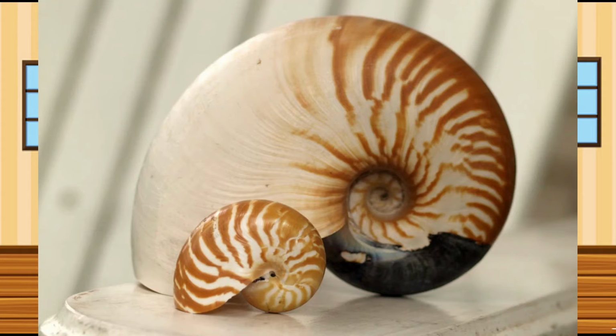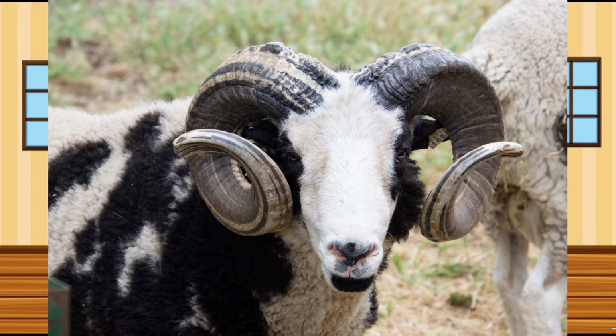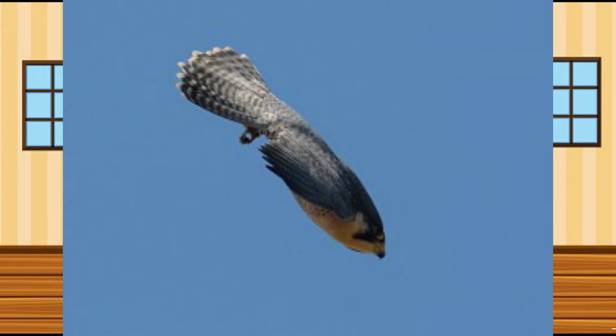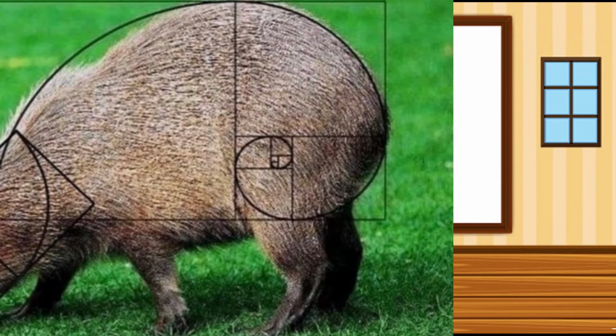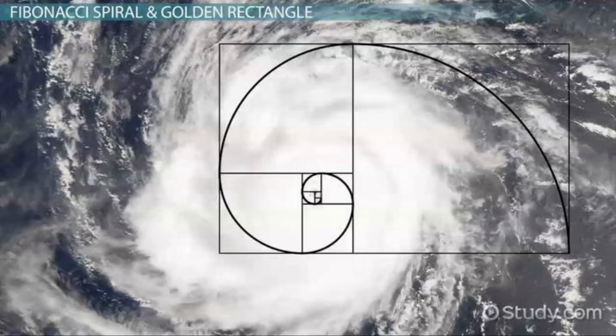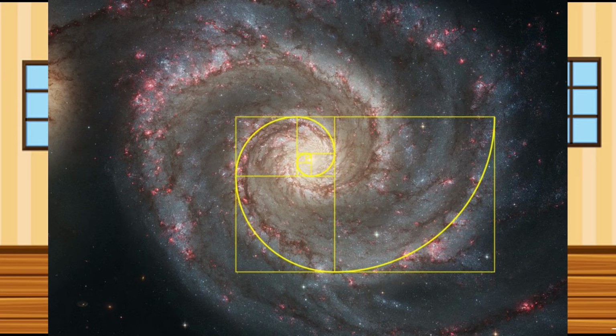The golden ratio can be seen in a multitude of animals. For example, the shell of a nautilus, the horns on a ram, the way a peregrine falcon dives, and even this capybara. That last one might be a bit of a stretch, but the point still stands. The golden ratio is often seen in nature, and even strangely enough, it can be found in non-living things, such as the spiral of a hurricane, or even the shape of the galaxy itself.